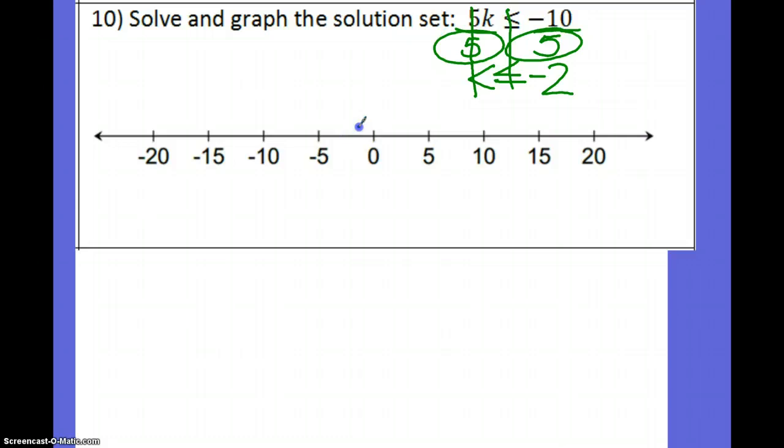Okay, so we find negative 2. It has the equal to line. That means fill it in. Because negative 2 is an answer, it is equal. It does work. So to show that, we fill it in. And because the k comes first, we can follow the arrow, and it shows us to go to the left.